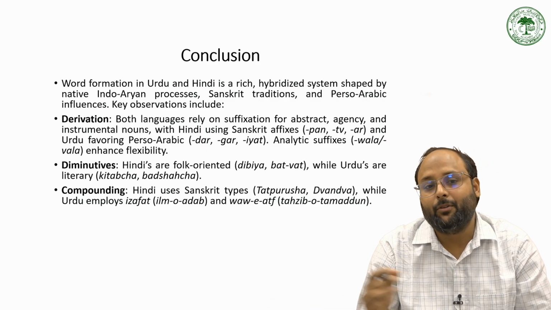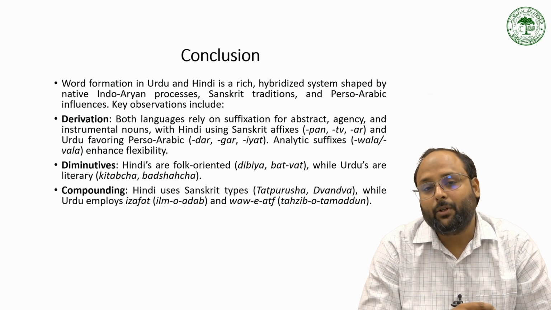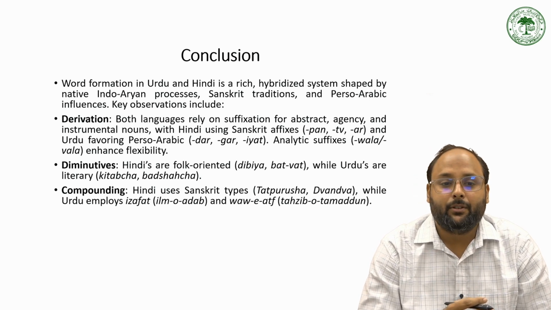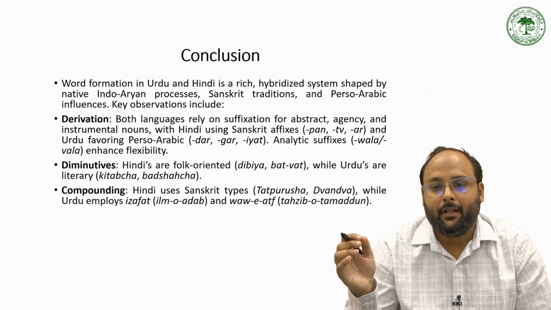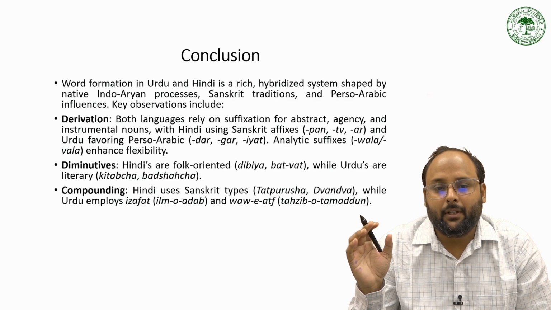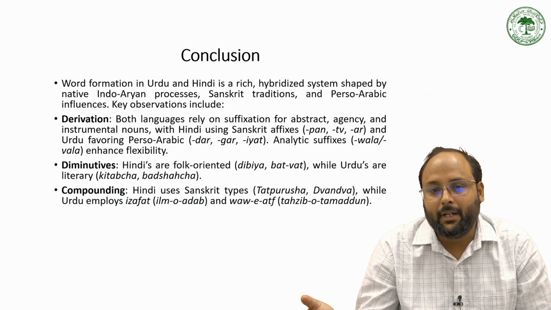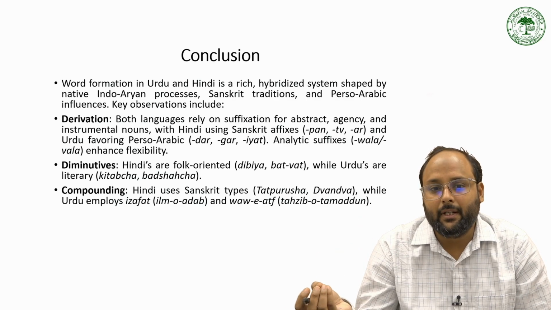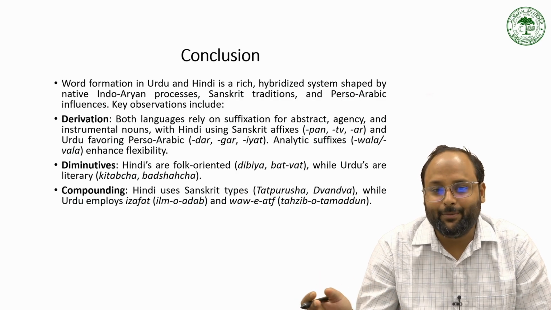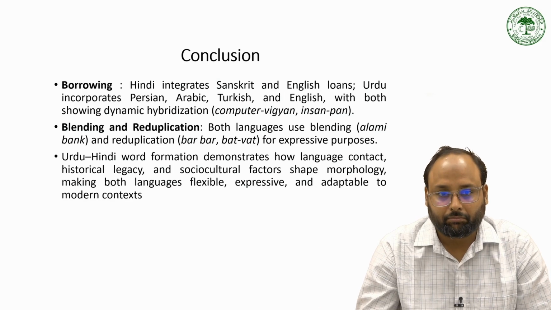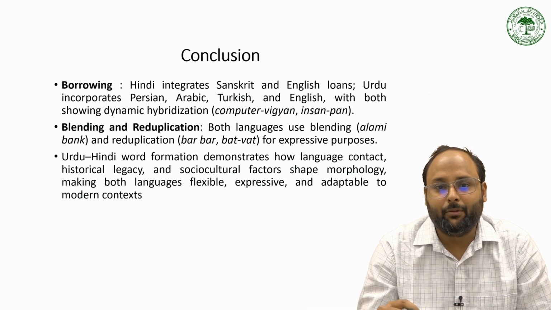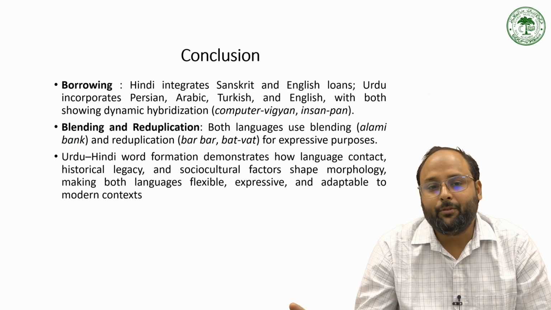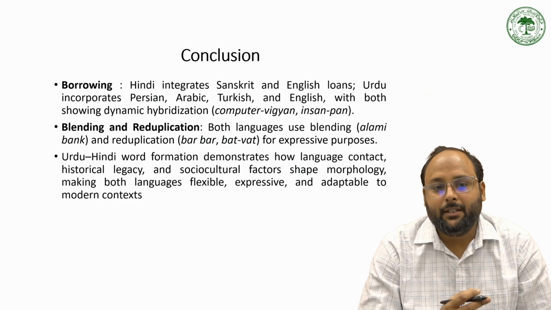And we have compounding, which is also one of the word formation processes. And we have also discussed diminutives. In diminutives we just change the meaning to smallness, like dibba becomes dibiya and bacha becomes bachu. These are examples of diminutives. We have borrowing, so we have different types of borrowing, and there are some modifications in borrowing. We have also borrowed acronyms from other languages. And the last thing is blending and reduplication.